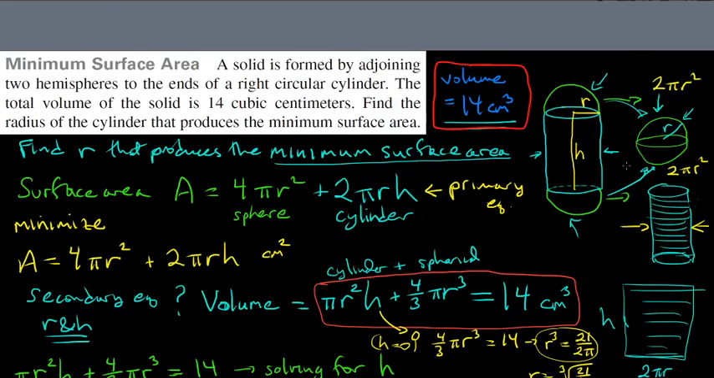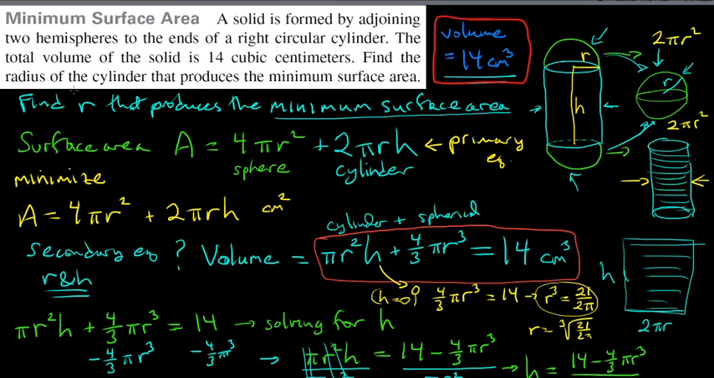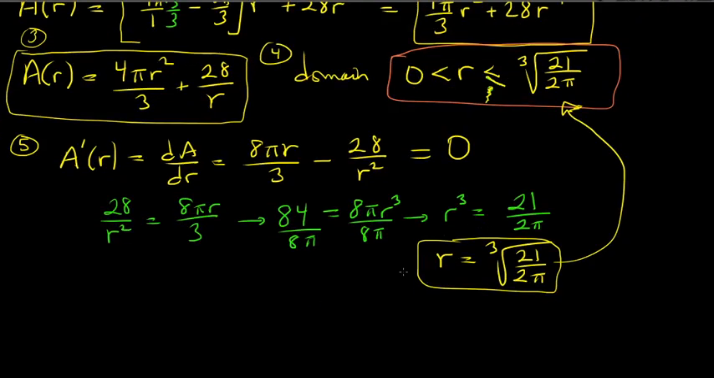Okay, so to answer the question, let's see. Find the radius. Oh, that's the answer. This is the radius, right? So there's the answer. It's exactly the cube root of 21 over 2 pi. For you engineers out there, you probably want an approximate answer, so go to your calculator. And I get about 1.5.